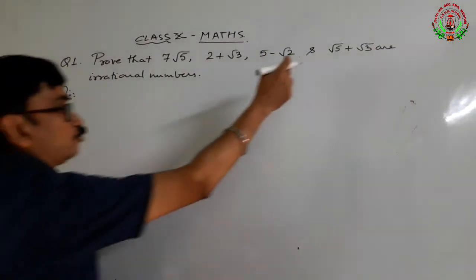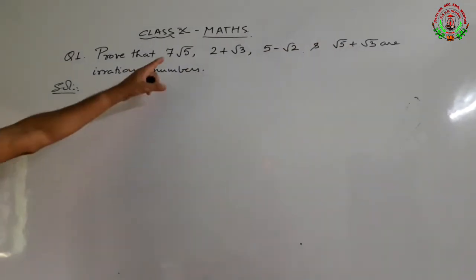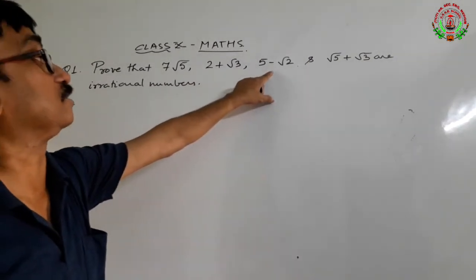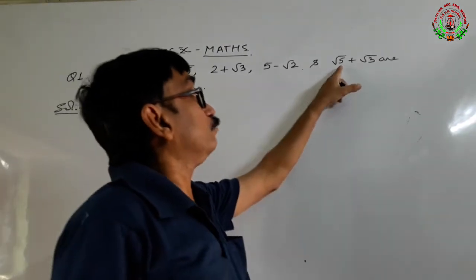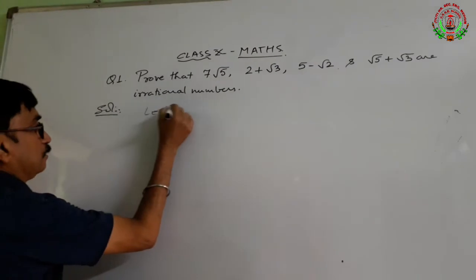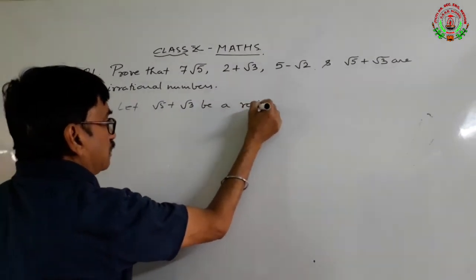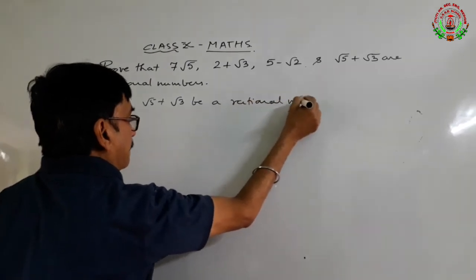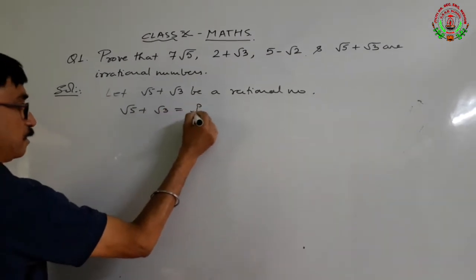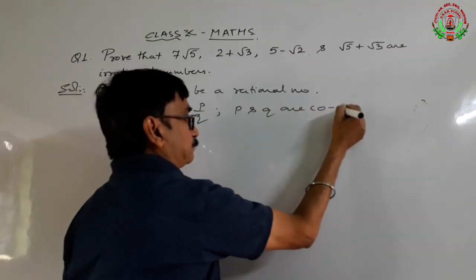Now the last one, root 5 and root 3. Here both the quantities are radical. In the first one it is a multiplicative form. In the second one it is an additional form. In the third one it is a difference. And here both the quantities are radical. So let root 5 plus root 3 be a rational number. So root 5 plus root 3 equals p by q, where p and q are co-prime.